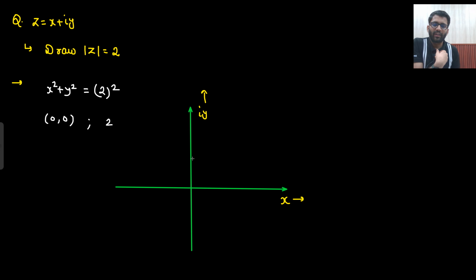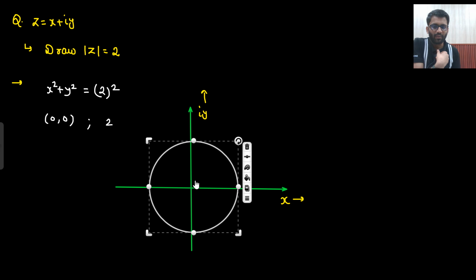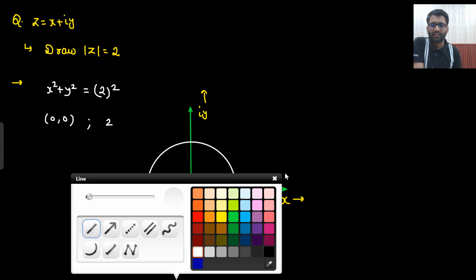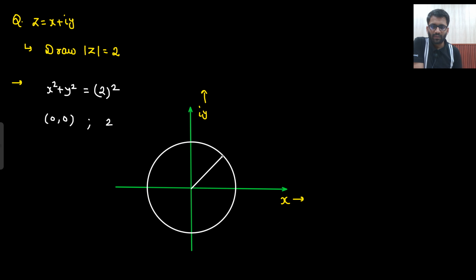So what kind of circle are we getting? All these things I will relate with the Smith chart. I am not wasting your time here. All these things will be related with the Smith chart. And the radius here is 2. So this is your x square plus y square equals 2 square.